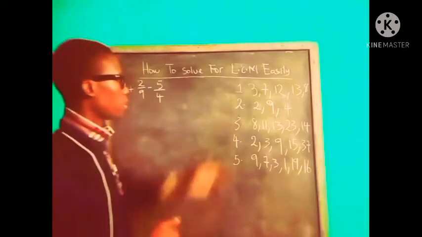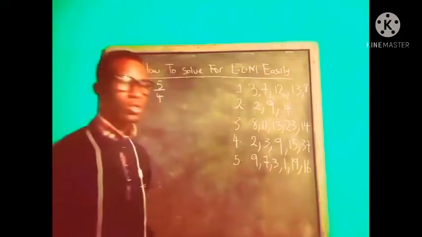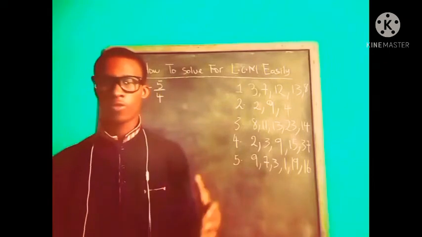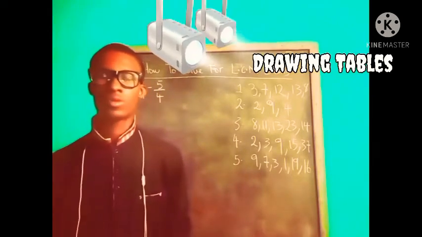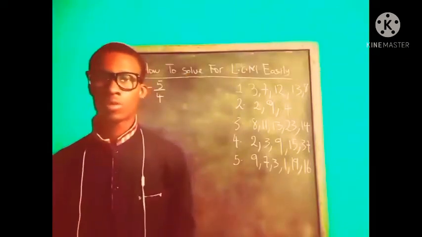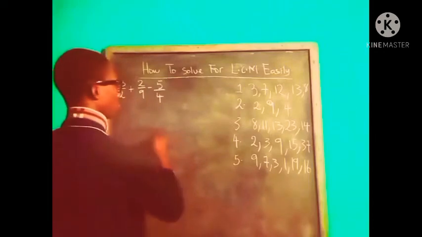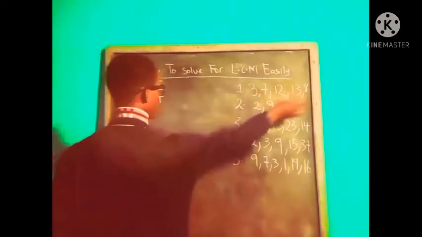As you can see on the board, we have 3, 7, 12, 13, and 8. Now, there's one thing that you must have in mind when solving for LCM. And what is that? When solving for LCM, the first thing that comes in mind is thinking about how to draw tables. I am going to show you how to draw tables in this video. Now, you can look here on the board. How to draw table begins this way. You can see 3, 7, 12, 13, 8.